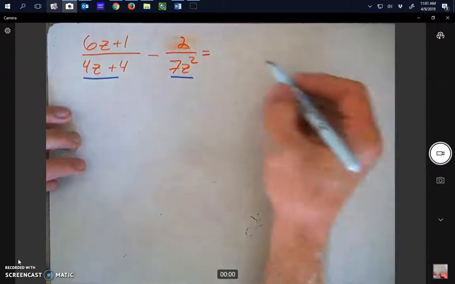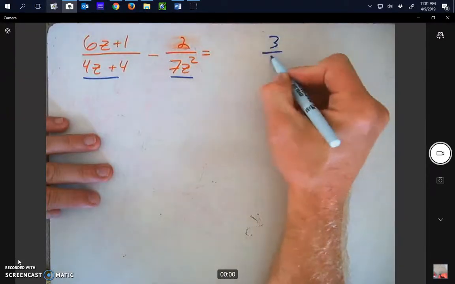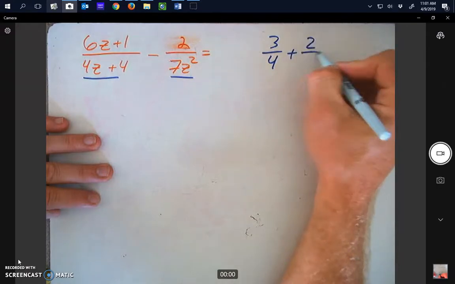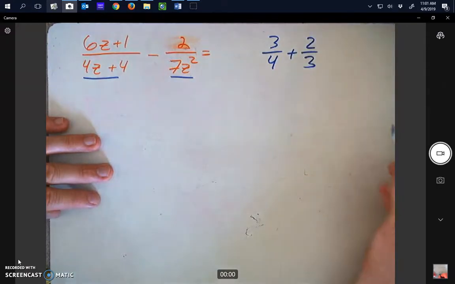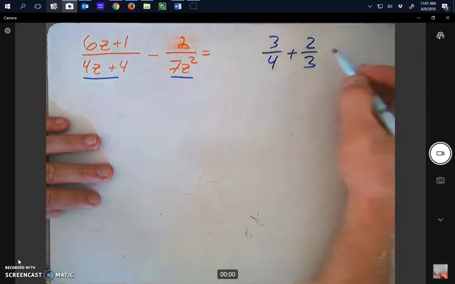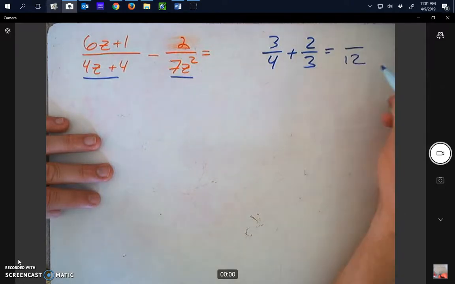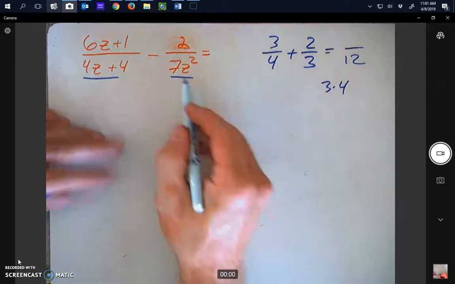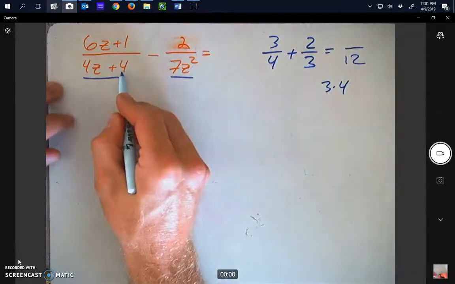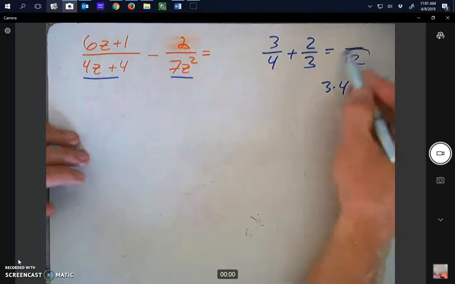So kind of like before when we were doing, let's say, 3/4 plus 2/3, we could do 4 times 3 to find a similar denominator. Okay, that was from 3 times 4. So we're going to do the same thing over here. We're going to take this denominator and times it by this, and we're going to get a common denominator.